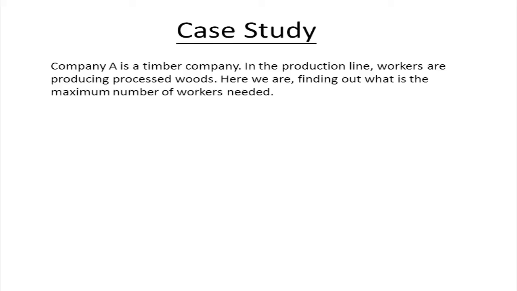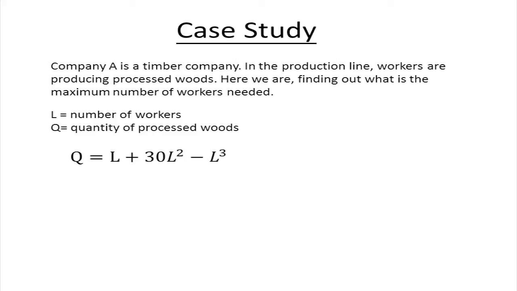To further the understanding of the concept, this case study can be observed. Company A is a timber producing company where workers are producing processed pieces of wood. Given L is the number of workers and Q is the quantity of processed wood, the equation Q equals L plus 30L squared minus L cubed can be used to calculate the quantity of wood produced given a number of workers. And the marginal product of labor is given as the derivative of this, which is dQ over dL equals 1 plus 60L minus 3L squared.